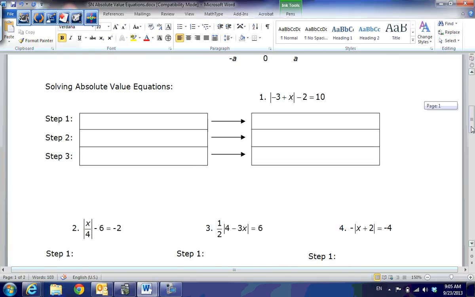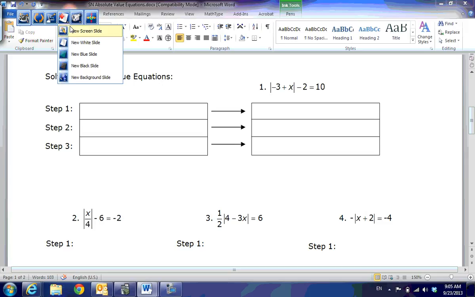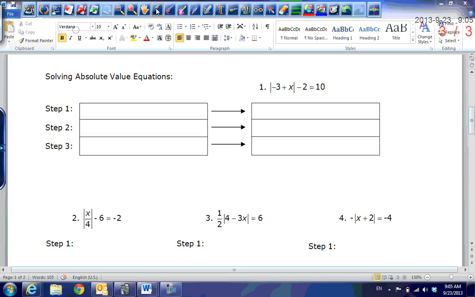All right, so when we solve absolute value equations, our first step is going to be to isolate the absolute value.